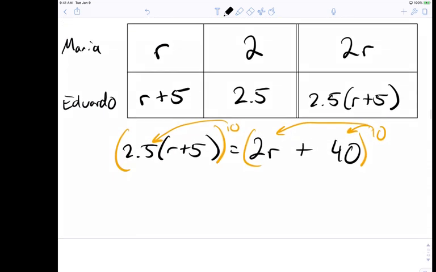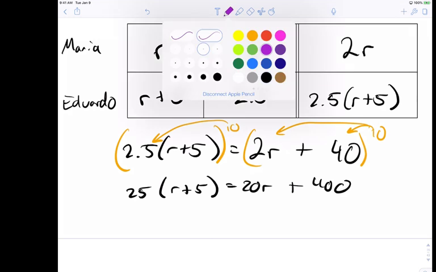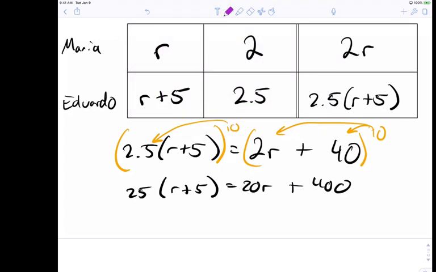We'll get 25 here. This stays the same. This becomes 20R. This becomes 400. Now we have one equation, one unknown, no decimals. It's much easier to solve. Anybody get a result for R? If anybody gets the result before me, I might be able to give you some points. We're going to race now. I gave you a little bit of a head start.